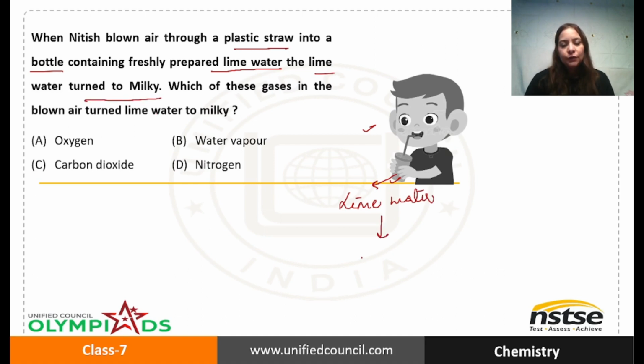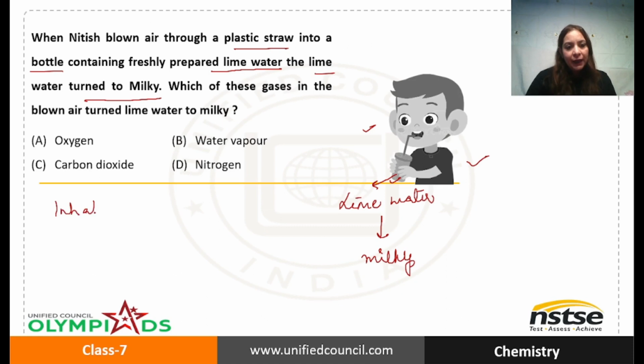Then what do we see? That it turns milky. Which of these gases in the blown air turned lime water milky? Now let me tell you. Because he is blowing air, so we humans, when we inhale air or when we exhale air, I'll just explain.